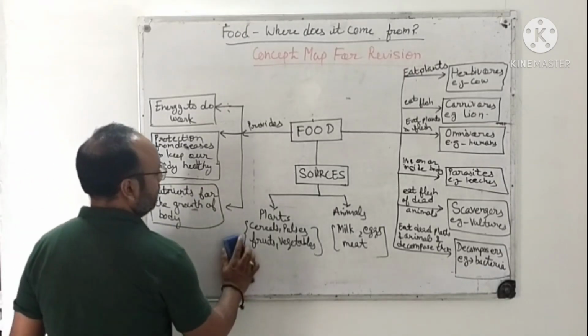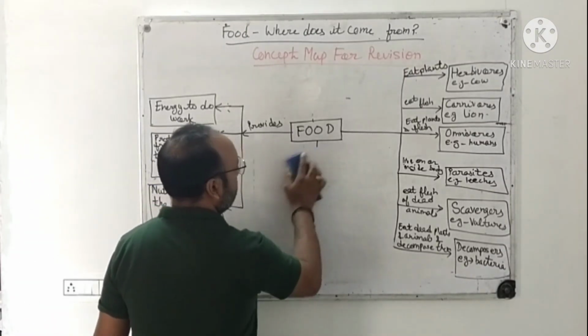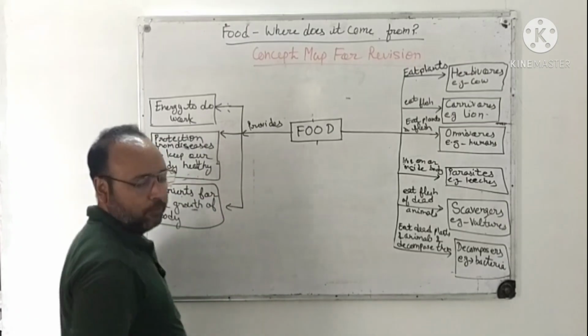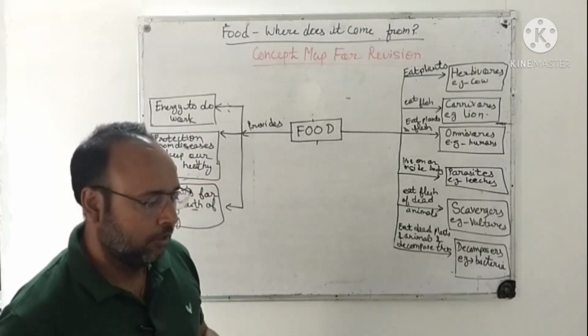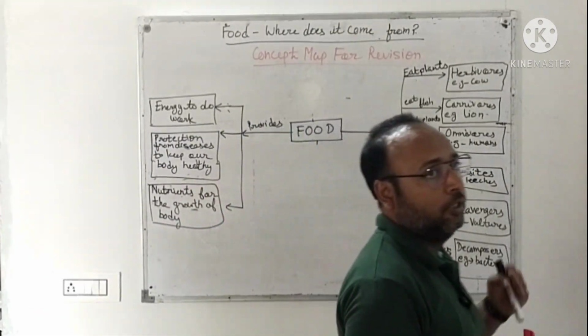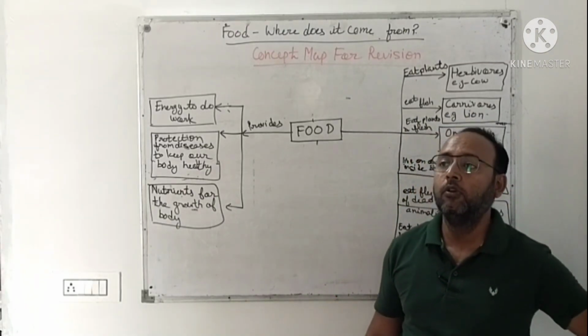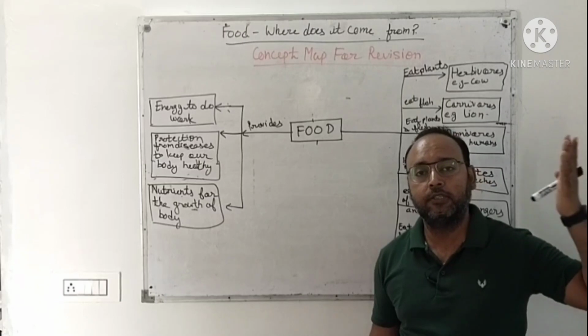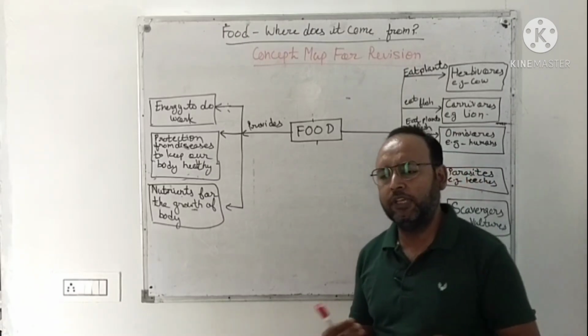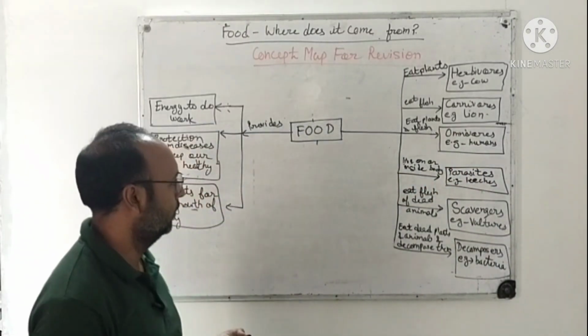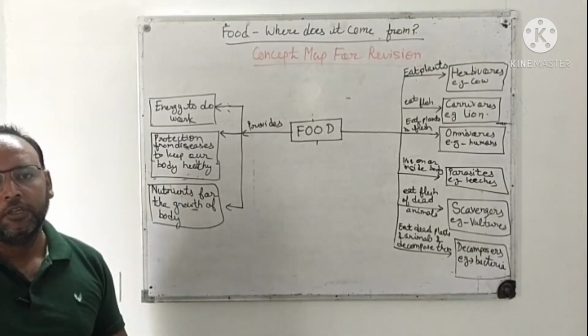Okay, one more thing. In this chapter, we have studied the edible parts. There are some plants whose edible part is the leaf, and some whose edible part is roots or stems. So they vary from plant to plant, right?